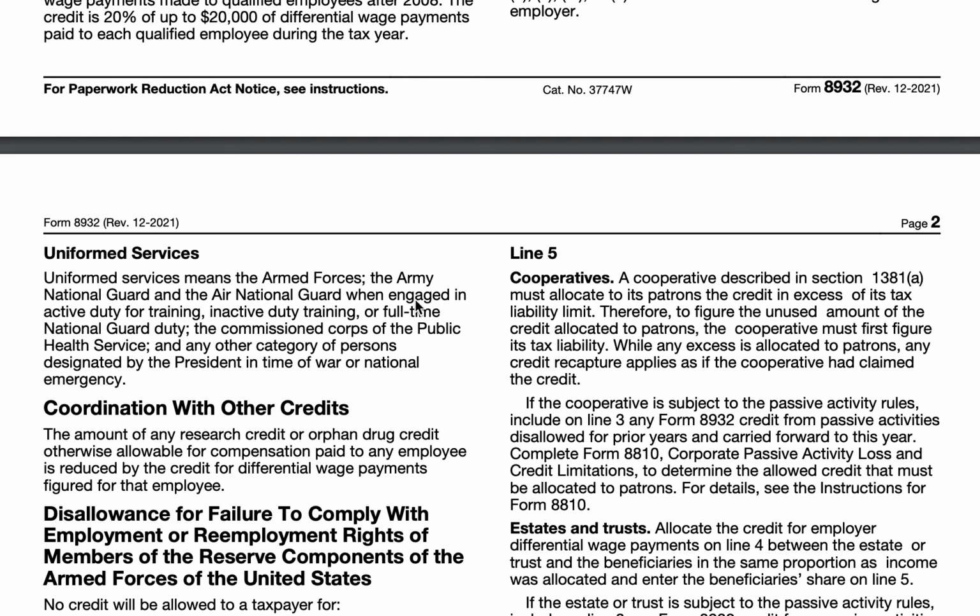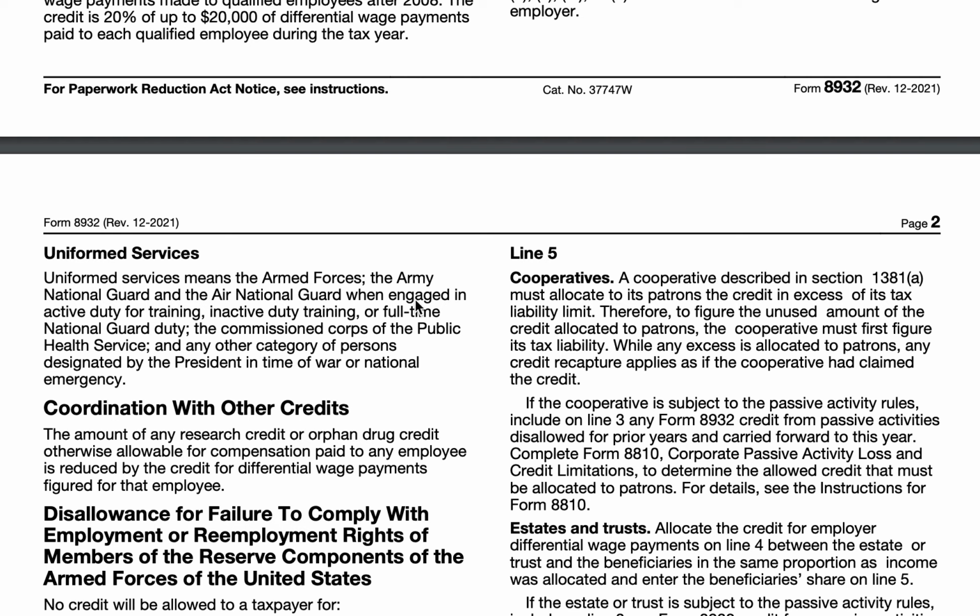Finally, a clarifying point on the definition of uniformed services. Most people naturally assume that it's the armed forces. It also includes the Air National Guard and the Army National Guard when they are engaged in active duty for training, inactive duty training, or full-time guard duty. Also the Commissioned Corps of the Public Health Service, and then any other category of taxpayers designated by the President in time of war or a national emergency.